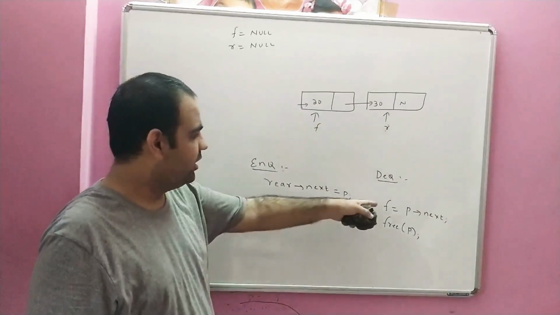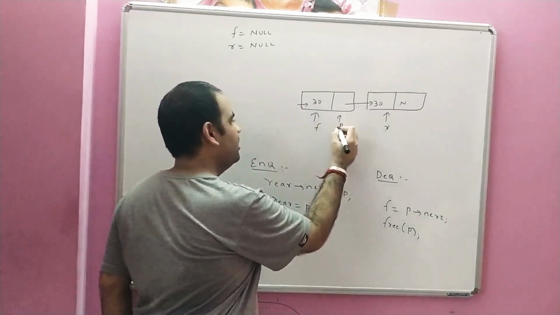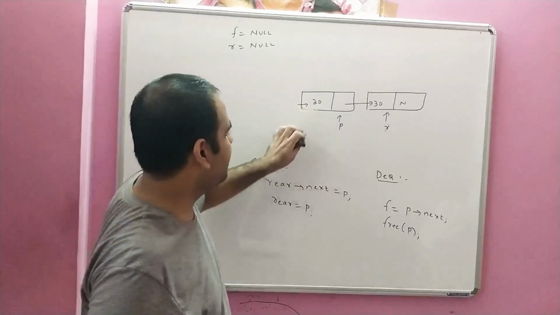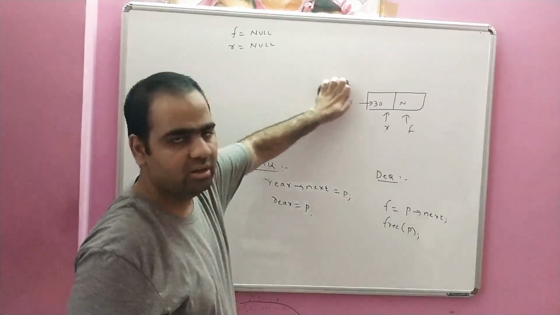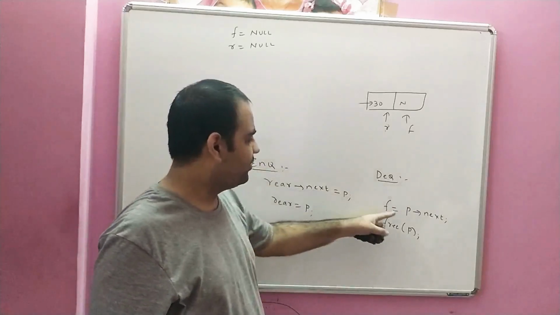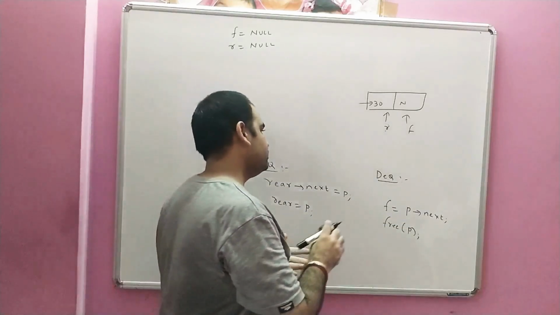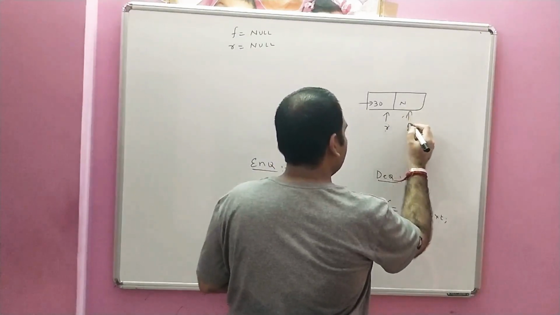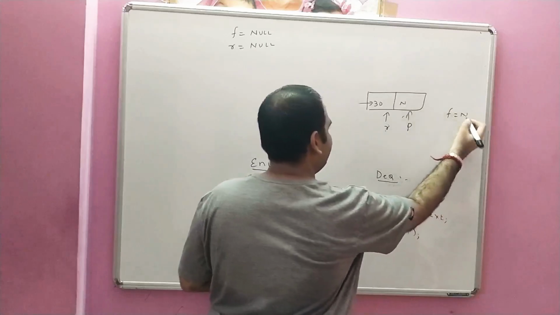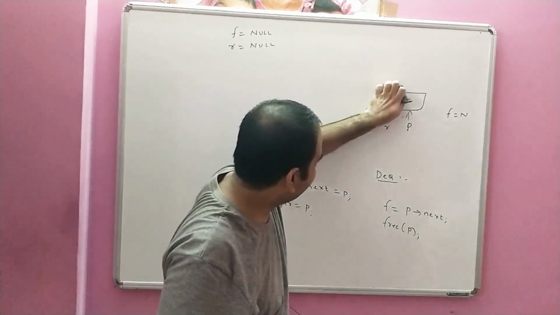Now again if I want to dequeue, suppose this is P over here. You say front is equal to P arrow next. This becomes the front end of the queue. Free P, that means this will go. Again if I want to dequeue it, front is equal to P arrow next. Now P arrow next is null. Therefore the value of front will become null. Free P, that means this will go.